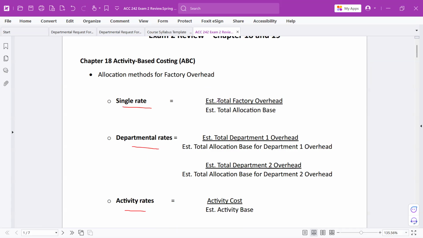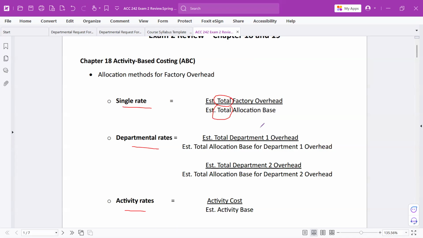When we use a single rate, we take all the overhead. So it's total overhead in the numerator divided by some total allocation base in the denominator. So essentially, it's all the overhead over all the allocation base, whether the allocation base is direct labor hours or machine hours or something else.